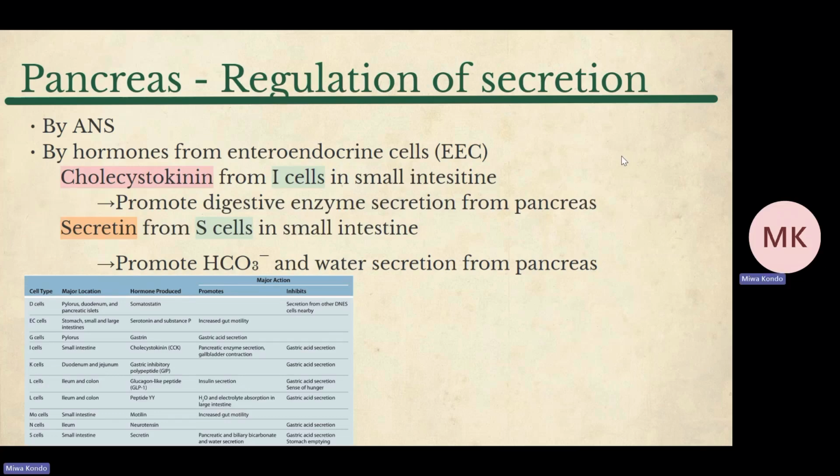Next, how is pancreatic secretion regulated? First, through the autonomic nervous system. Second, through hormones secreted by enteroendocrine cells. These hormones include cholecystokinin, which is secreted by I cells in the small intestine and promotes enzyme secretion from the pancreas, and secretin, which is secreted by S cells in the small intestine and promotes bicarbonate secretion. I've added a list of other enteroendocrine cells found throughout the GIT.